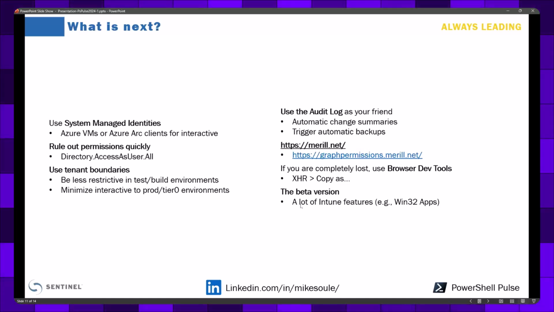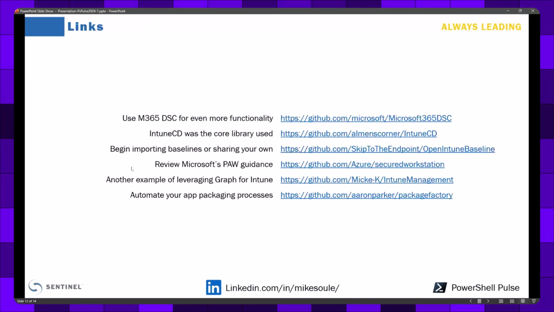Other notes, a lot of Intune features are in the beta API endpoints. So those are very on demand, very limited. Like Win32 app management, if you want to upload app material, all of that's under the beta endpoint. And there's varying support with that with IntuneCD and other projects.